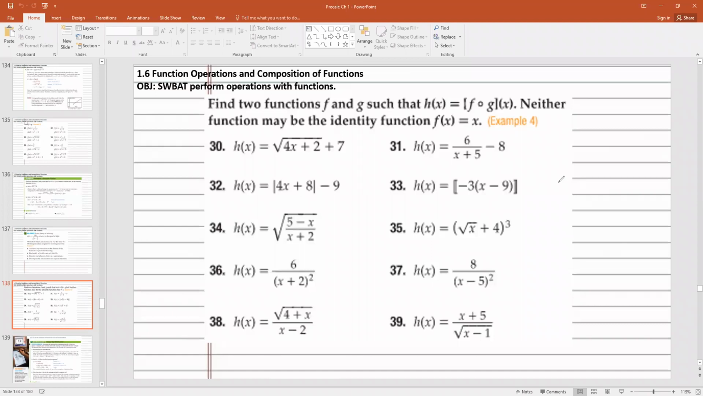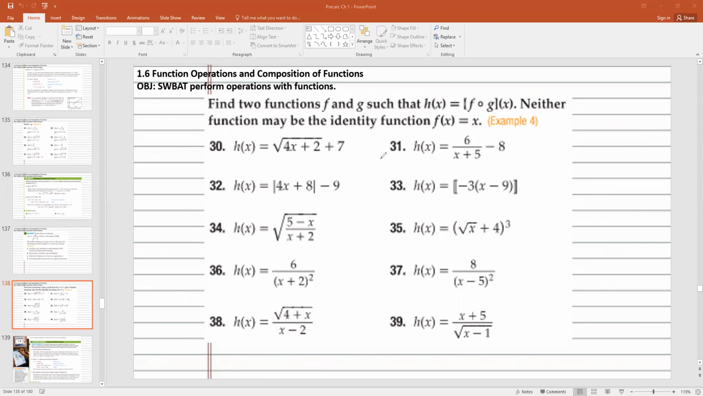Why? Because it would be too easy. You'd say, like for number, no, we're going to do 37. So yeah, if you say f of x equals x, then all you have to say is g of x equals 8 over x minus 5 squared. That's cheating because it's basically the same thing. All right, so that's why you can't use identity.